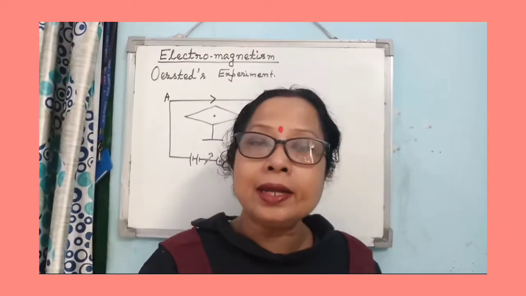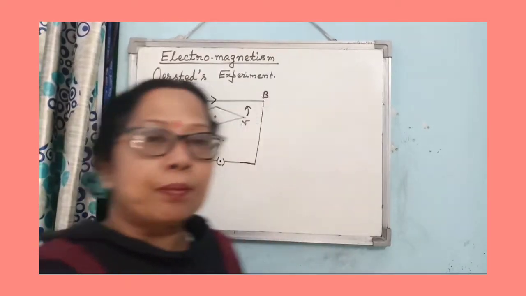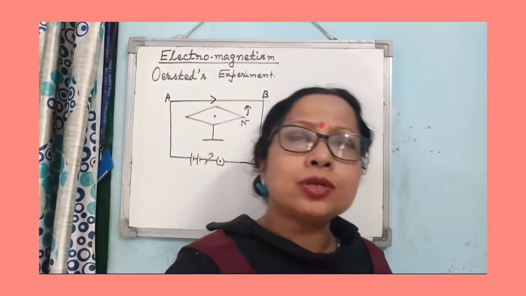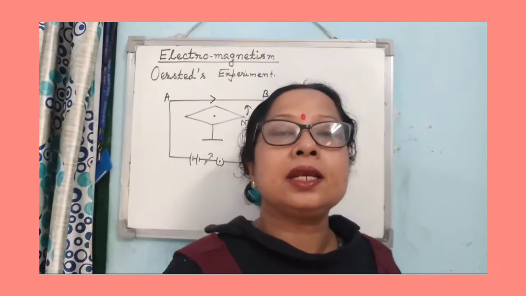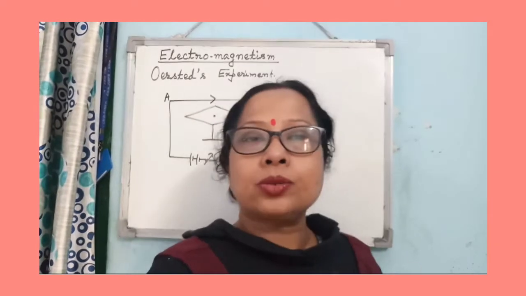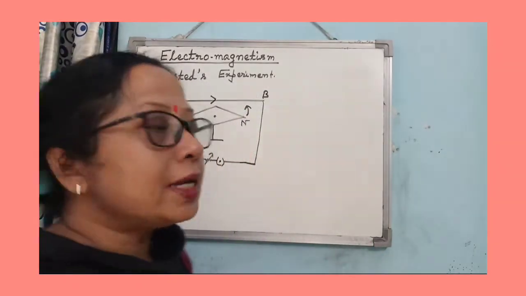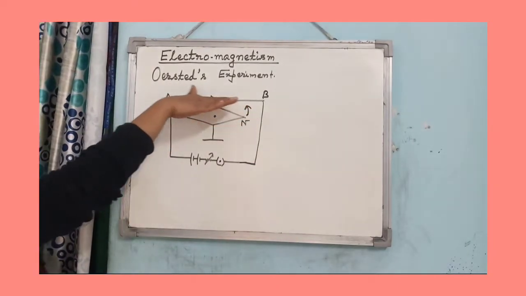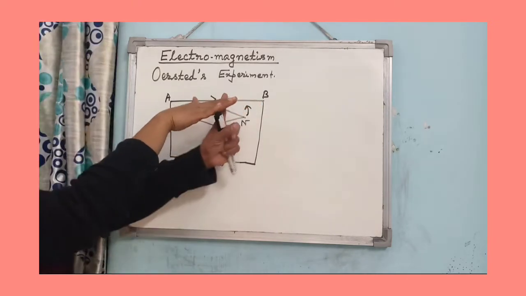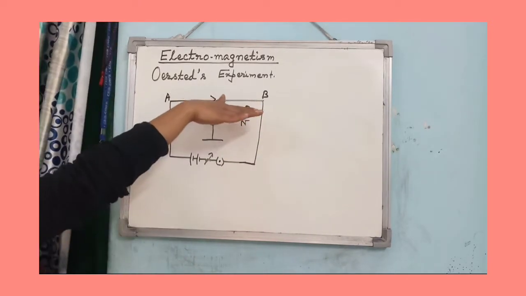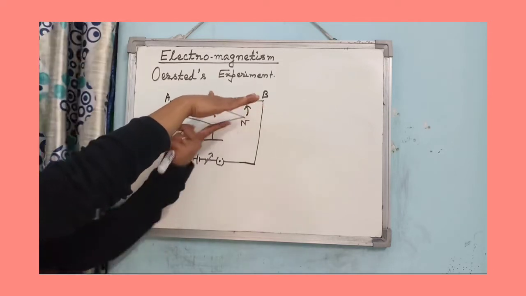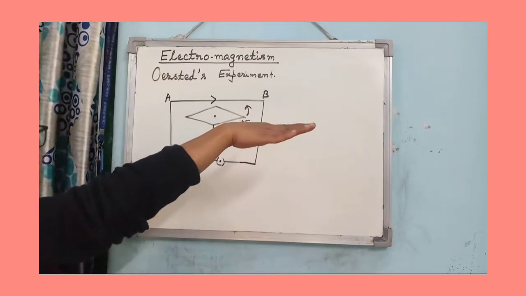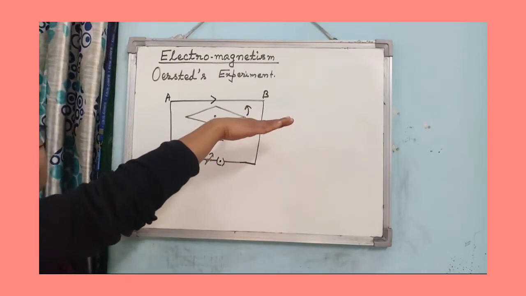And how can we determine it? By using the right hand palm rule. This right hand palm rule is not given in your book, but it is very easy to apply and you can easily find out the direction of deflection of the needle. That's why I am teaching you. So what is the right hand palm rule? You keep your right hand palm along the conductor in such a manner that the four fingers are along the direction of the current and the palm is facing the needle. Then the thumb will give you the direction of deflection of the needle.